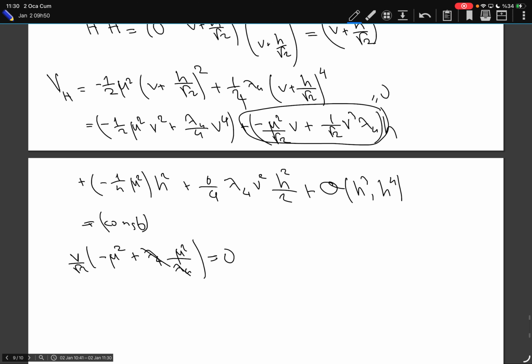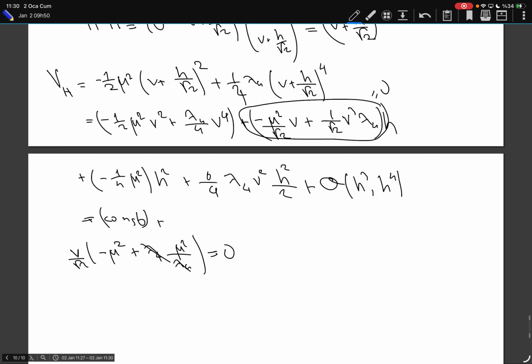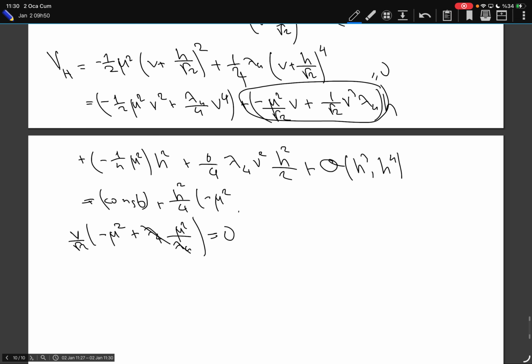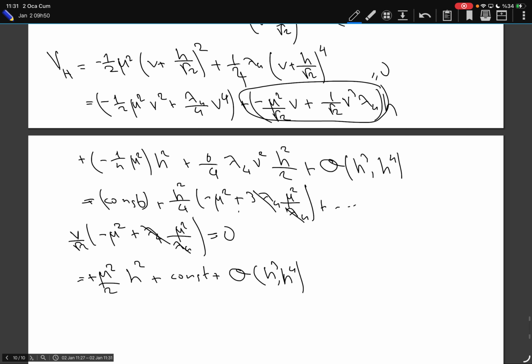Now the term quadratic in H is plus H squared over 4 times minus mu squared, this term. Then I have plus 3 lambda 4 V squared, which is, again, mu squared over lambda 4, plus higher order terms. So lambda 4's again cancel. This is plus mu squared over 2 H squared, plus a constant term plus terms cubic or fourth power of H.